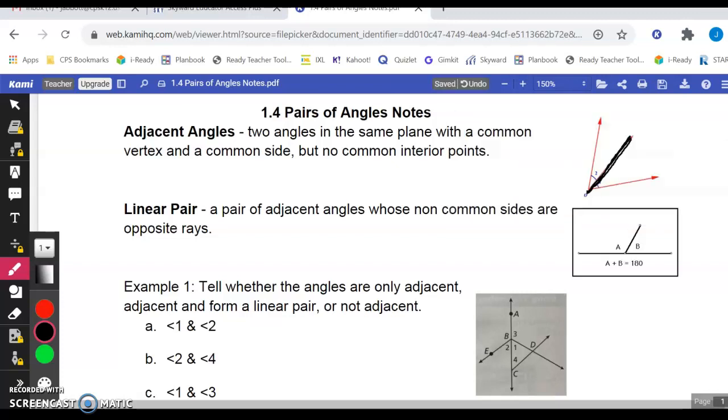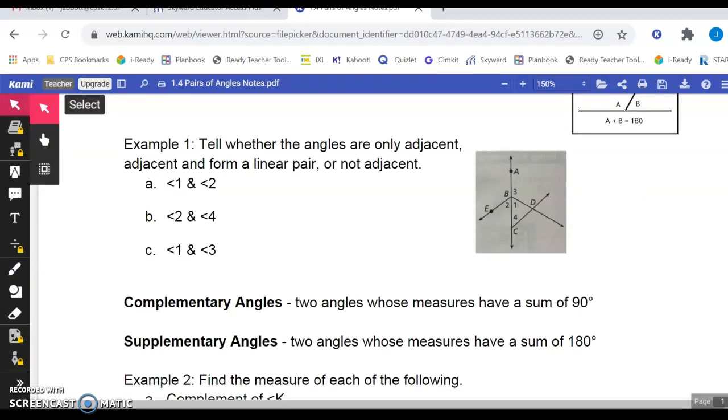A linear pair is a pair of adjacent angles whose non-common sides are opposite rays, or they form a straight line when put together. In this picture, angles A and B are a linear pair because they form a straight line.